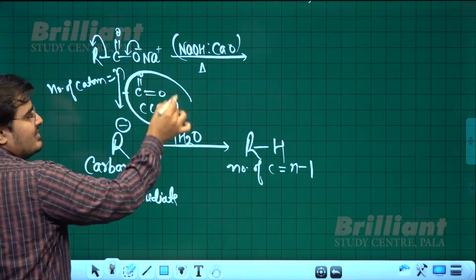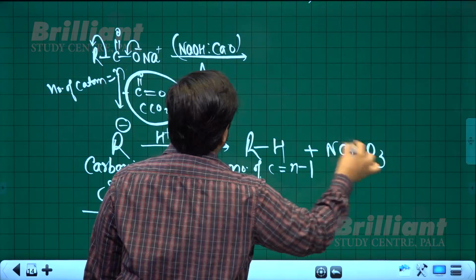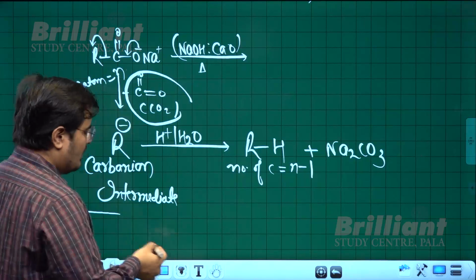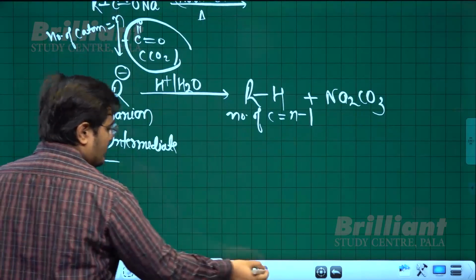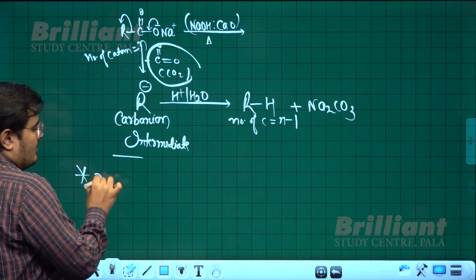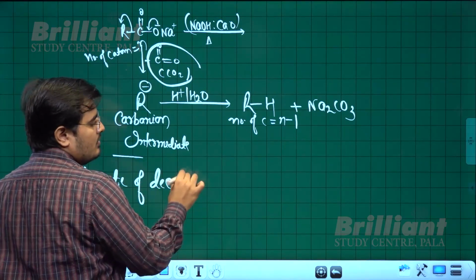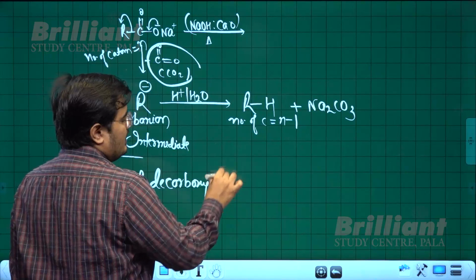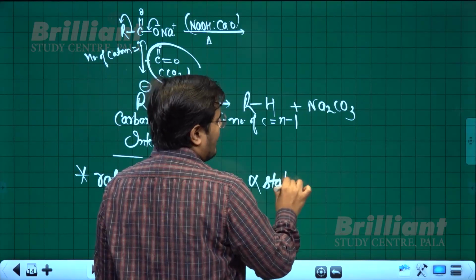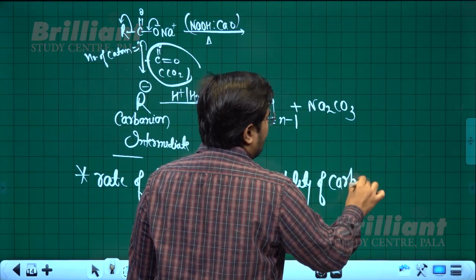Now this CO2, since the medium is basic, along with this you will get sodium carbonate, as sodium hydroxide and CO2 will form sodium carbonate. In this reaction, the point that you have to notice is that the rate of decarboxylation is directly proportional to the stability of the carbanion, as the formation of the carbanion is the rate determining step.